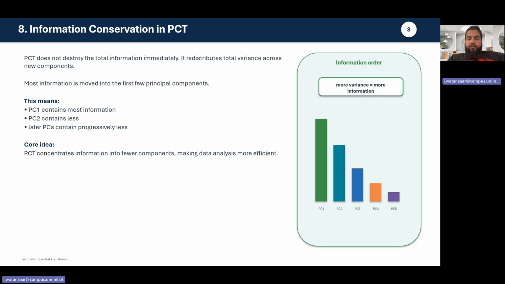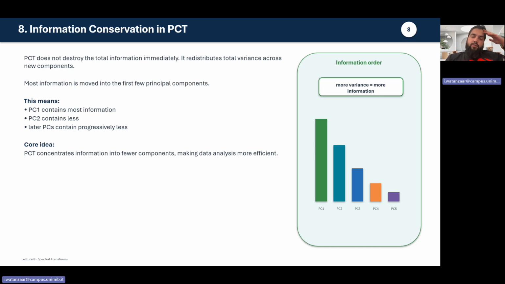Information conservation in principal component is really important. Principal component transform does not destroy the total information. As we know, in principal component analysis we are collecting the information from the original bands. So how do they conserve the information? It is obvious that they do not destroy the whole information. It redistributes the total variance across new components.